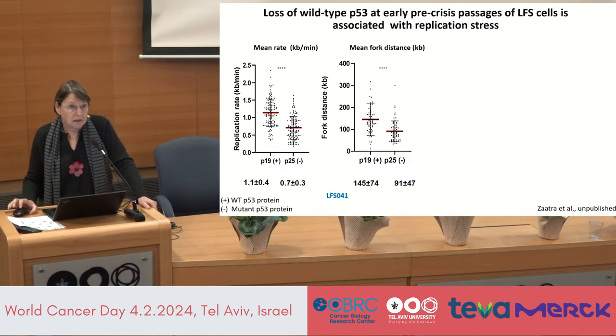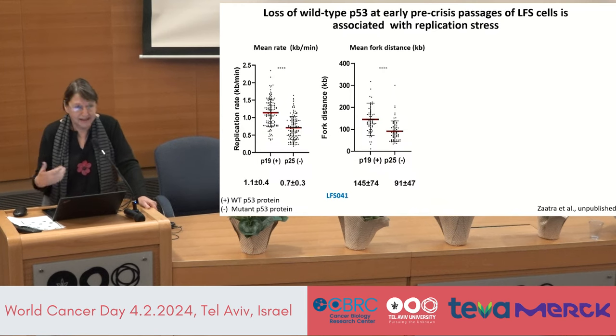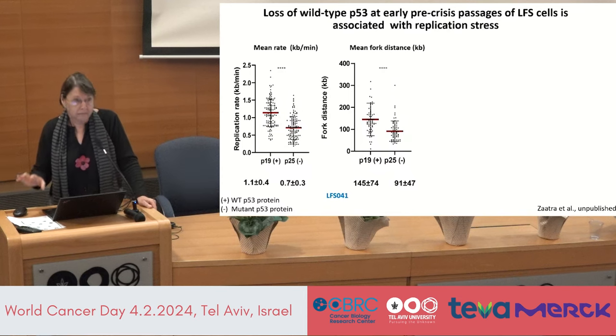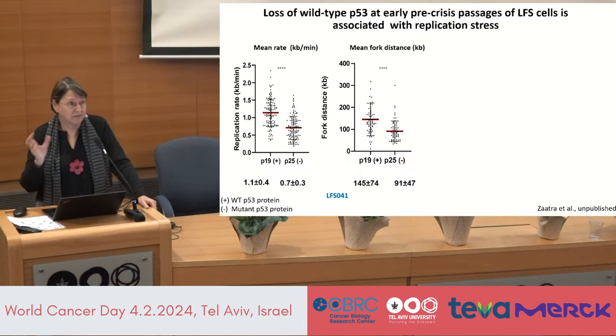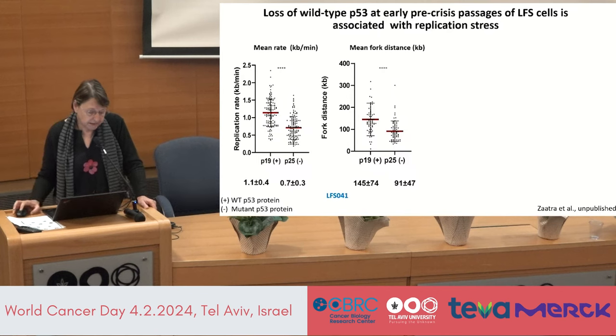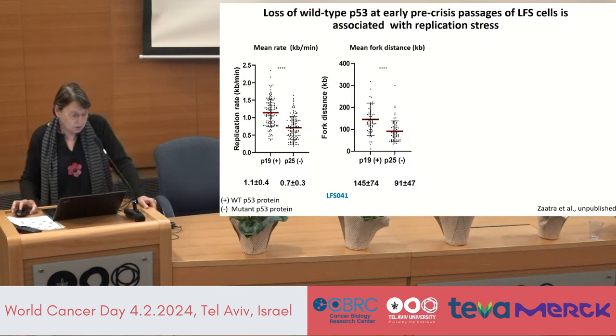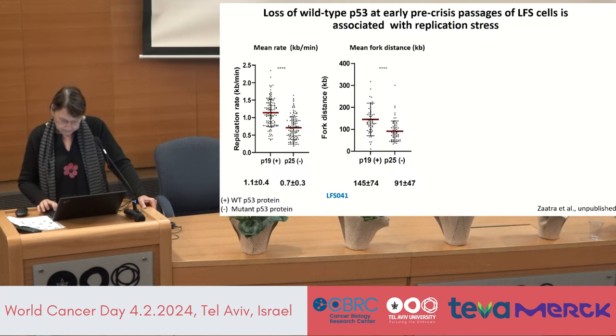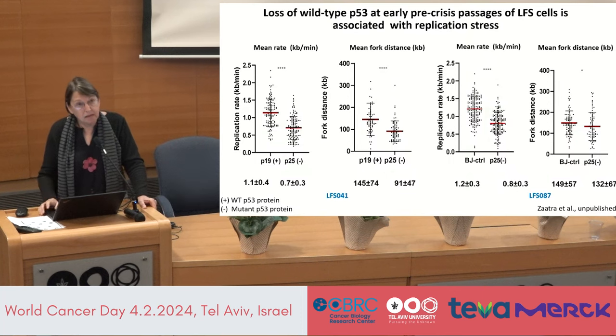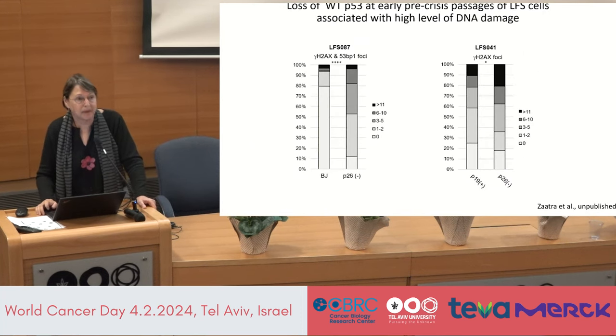So what do we see in these cells? We are using DNA combing, and what we can see is that close to the crisis, passages 25, 27, something like this, we see a significant reduction in the replication fork rate. And we see also a reduction in the fork distance. So classical replication stress close to the crisis. And here are the same results with another Li-Fraumeni patient.